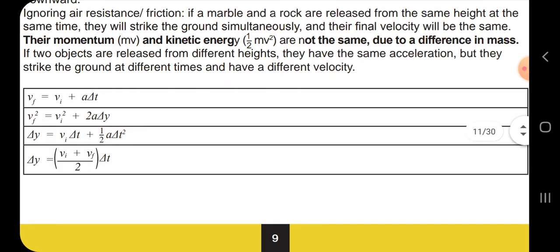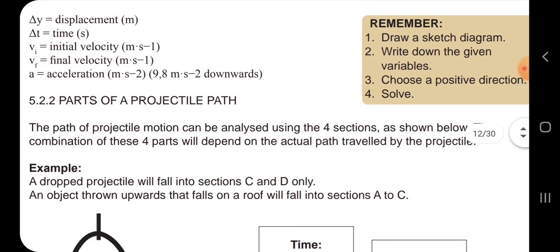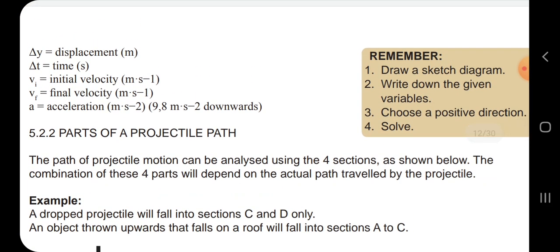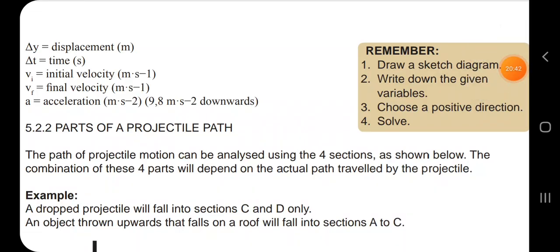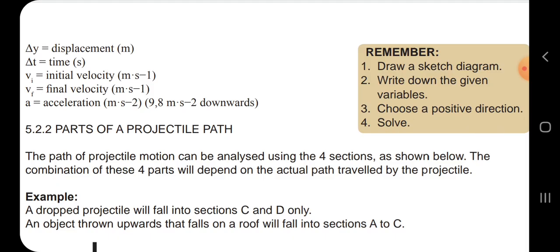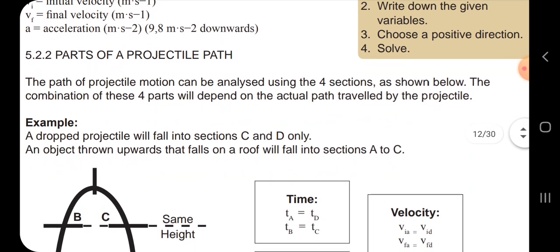So these four formulas are still going to work. Please know them by heart. It's very important that you do. You know that y or x is displacement in meters, t is time, then initial velocity, final velocity, and acceleration, as I've said. Make sure you know this. So remember, here's a reminder: draw a sketch diagram, write down the given variables, choose a positive direction, and then solve.